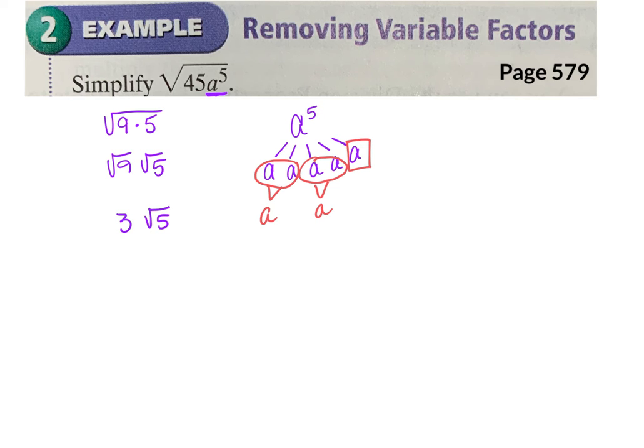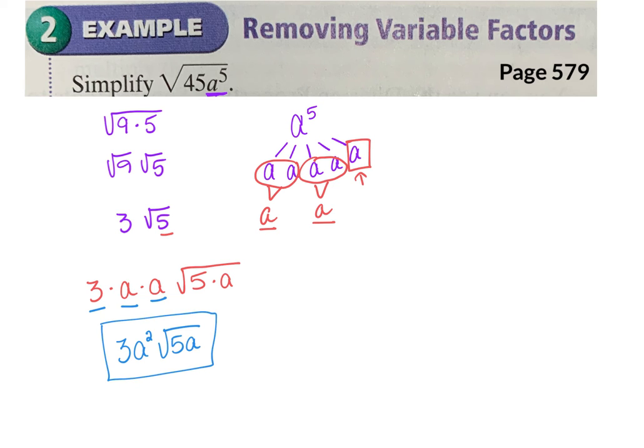So that means I already have my 3 times my a that I can pull out, times my a that I can pull out. And then I have a 5, which is staying in the radical, and I have this other a that is staying in the radical. And I would say 3 times a times a, well, that is a squared. And on the inside, I have 5a. So that actually is my answer.